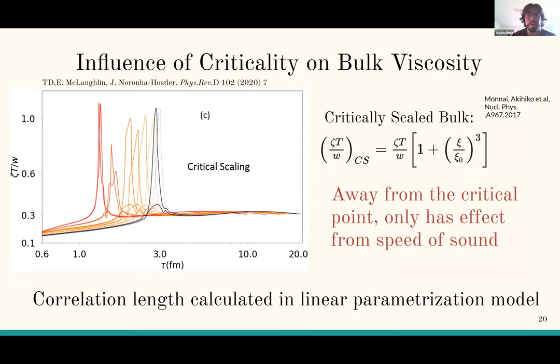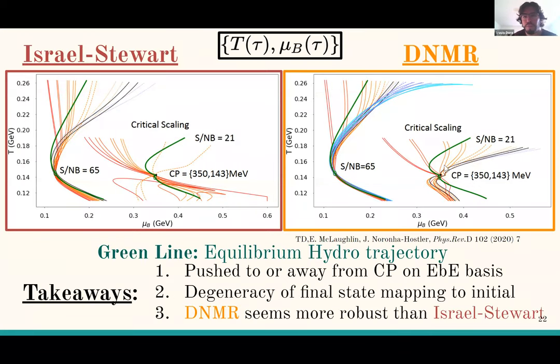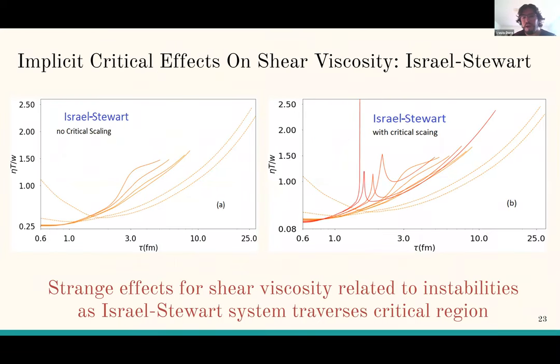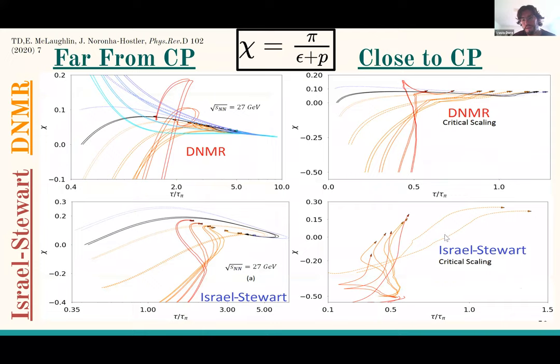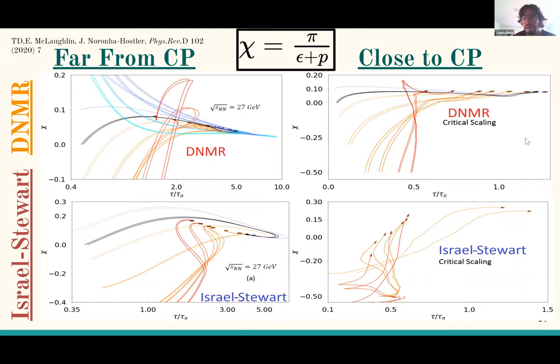So really the hydro should break down at the critical point for numerous reasons. One reason is because the bulk viscosity should really diverge with the correlation length. But also because those critical fluctuations should be there. But yeah, you're right. Israel-Stewart is not going to handle these large gradients really well, not nearly as well as DNMR would, as you could see here.